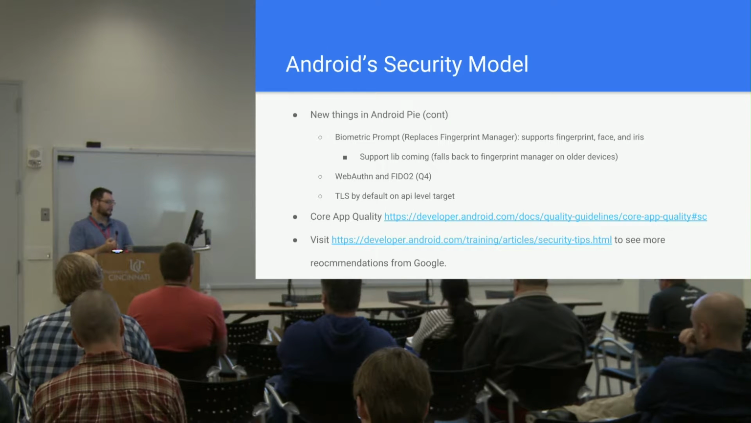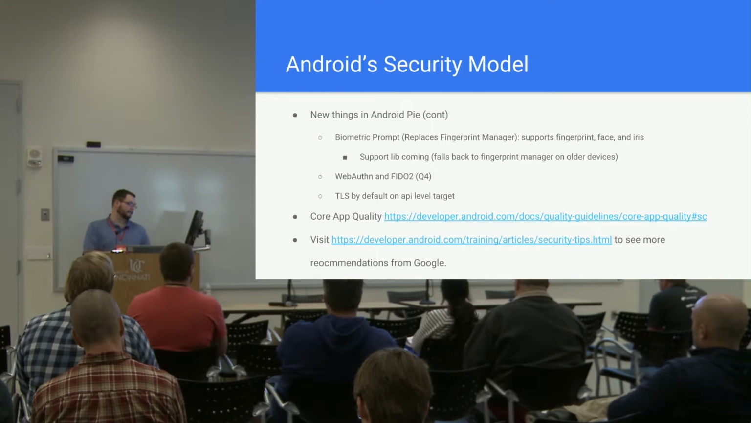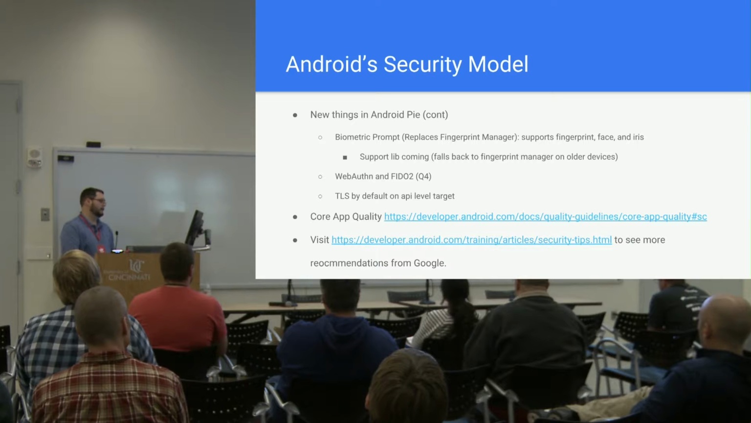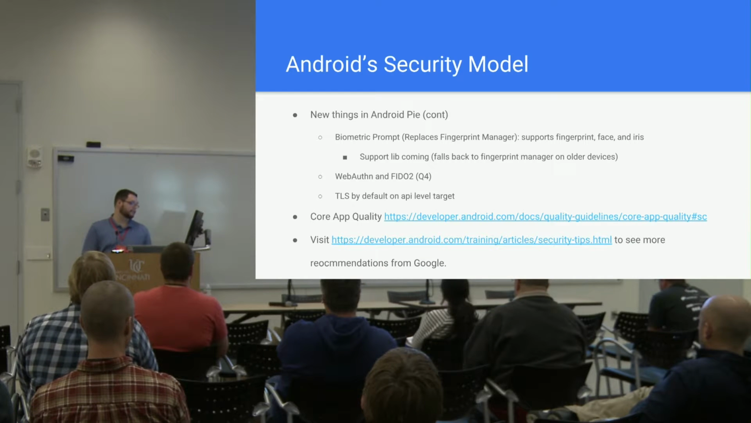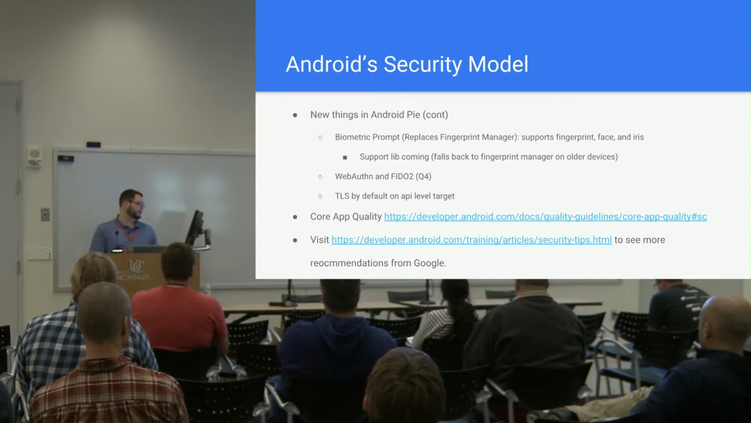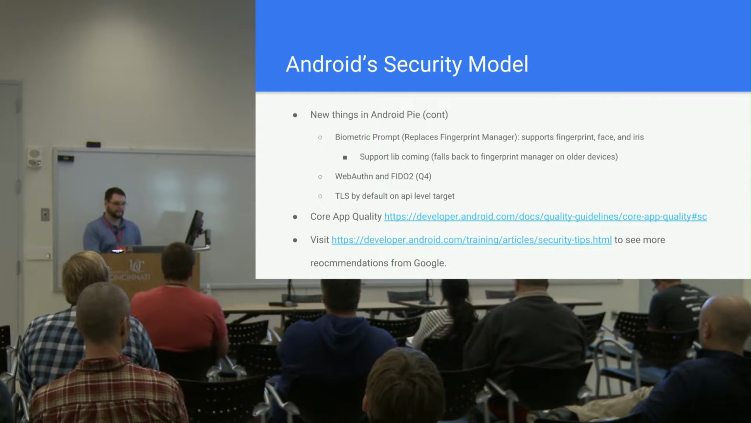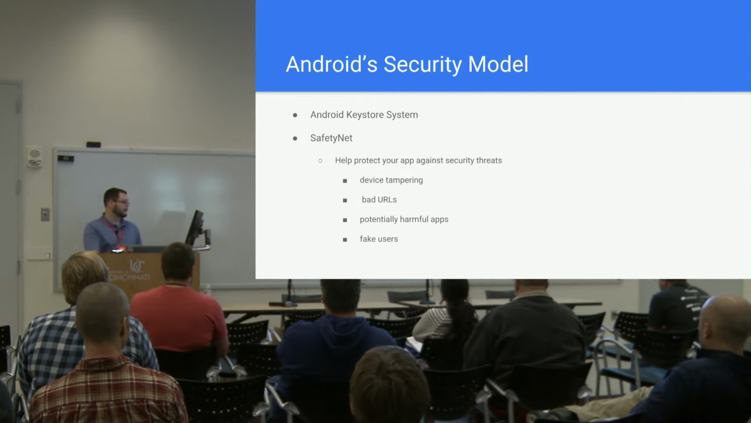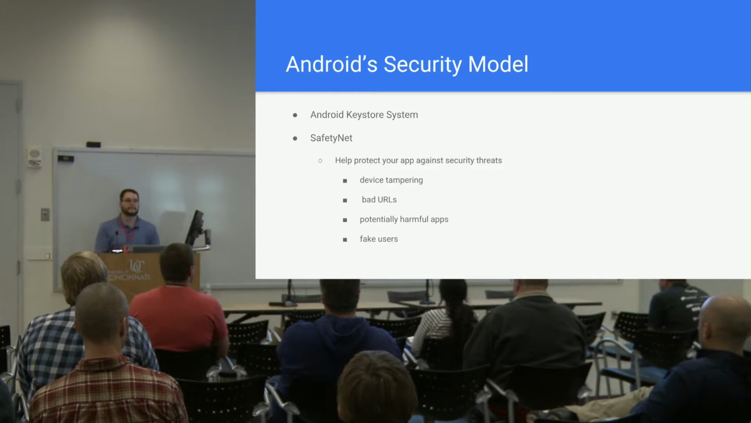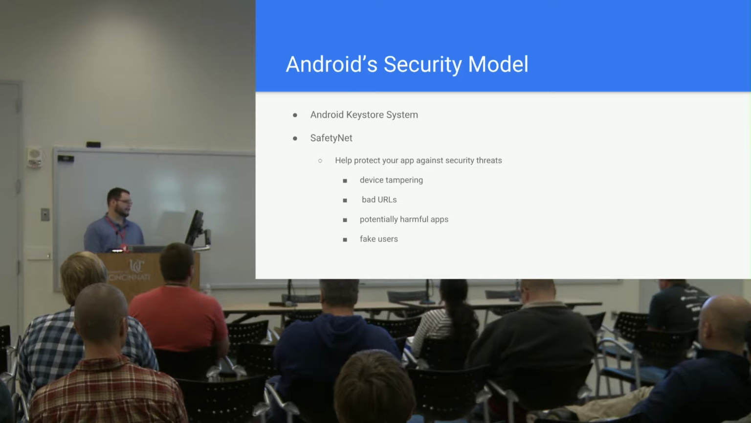A lot of the information in this slide deck comes from the security tips on the Android.com training. If you want to see all the additional recommendations, the link is there as well. So this is, again, understanding that Android security model. There's also the Android Keystore system itself, understanding that in general. Anytime you have to deal with secure storage for encryption keys and things like that, definitely understand that Keystore system. There's something called SafetyNet.